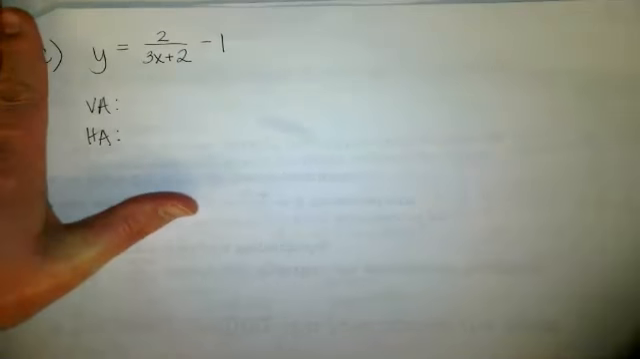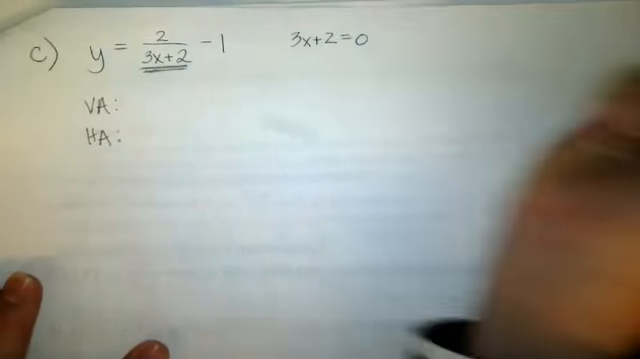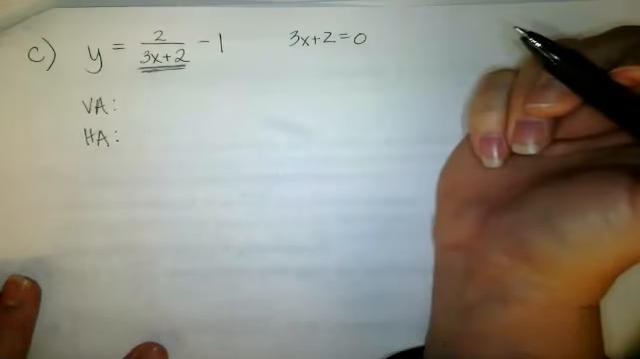And the first thing we want to do is find our vertical asymptote and horizontal asymptote. Where does the vertical asymptote come from? The denominator. 3x plus 2 equals 0. Solve for x. What do we do?